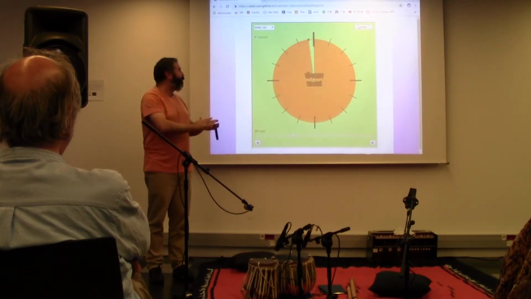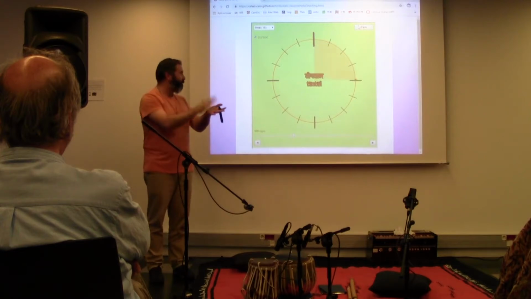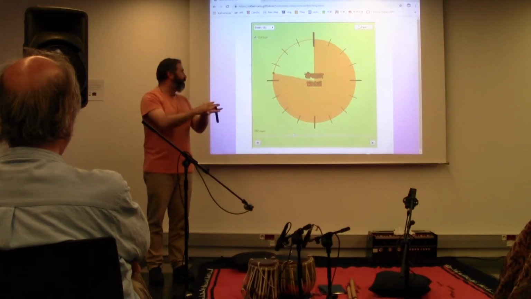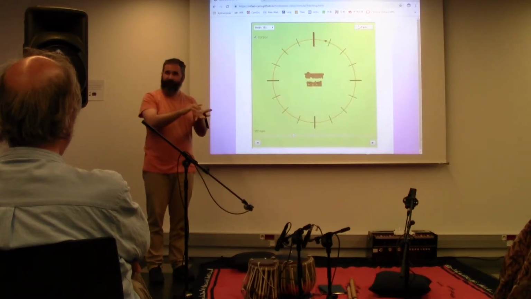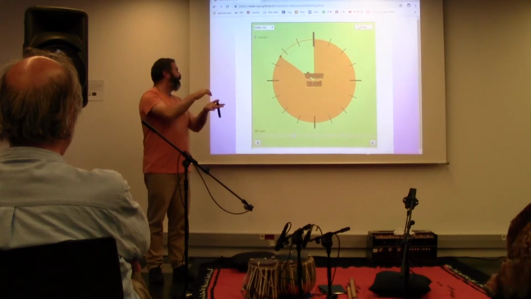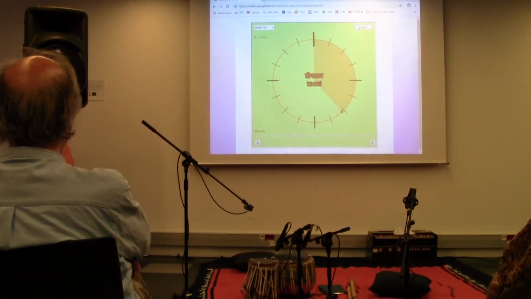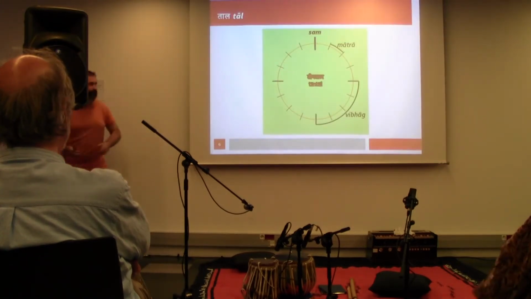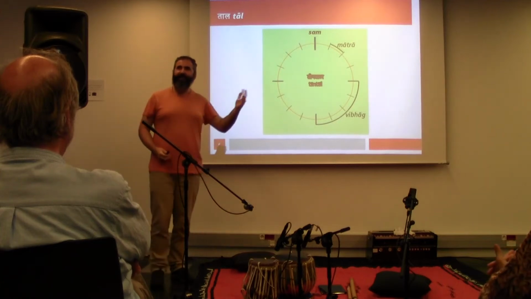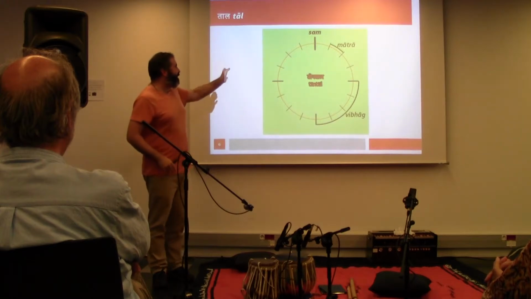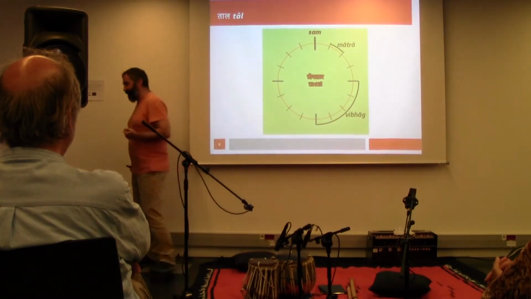So for following tin tal, it would be ta, and back to the sum. 2, 3, 4, 5, 6, 7, 8, 9, 10, 11, 12, 13, 14, 15, 16, back to the sum. That's right? So these groups are called vibhag. Different tals have different numbers of groups, and different groups can have different numbers of matras. In the case of tin tal, it is 4 groups of 4 matras.